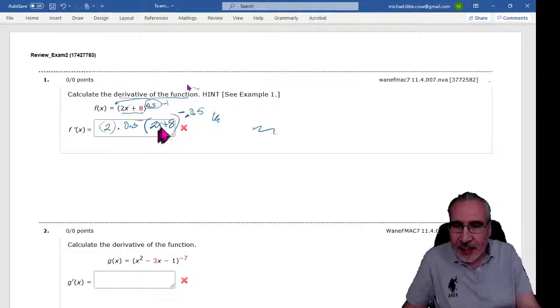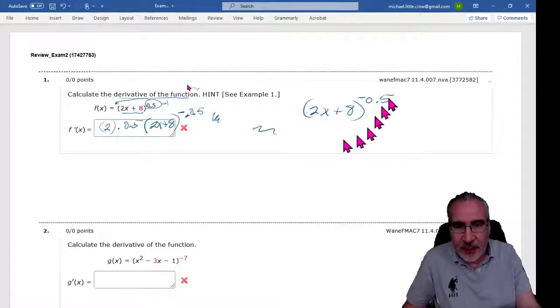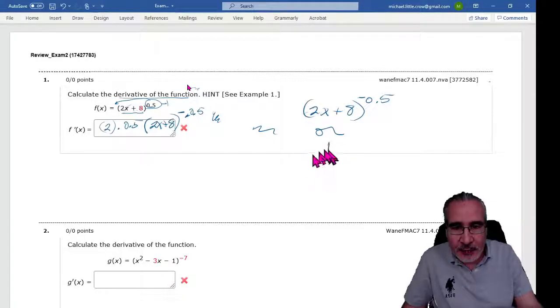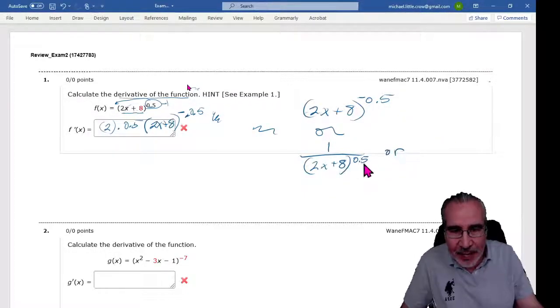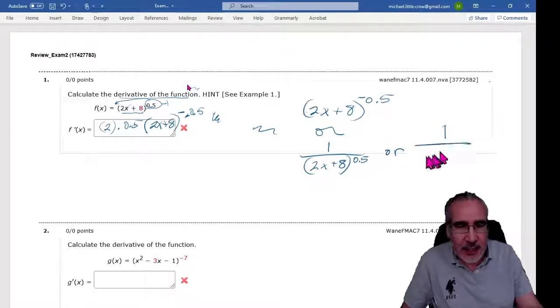This is a negative exponent, so you may see this answer either as 2x plus 8 to the minus 0.5, or you may see it, again, it might be a multiple choice question, as 1 over 2x plus 8 to the 0.5 now that it's positive. Or there's another way you might see this. Remember the 0.5 power is a half power. It's actually a square root. You might see the multiple choice answer as this.